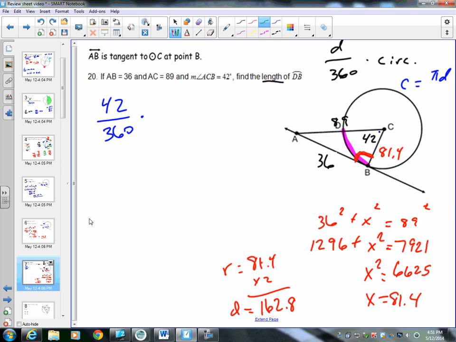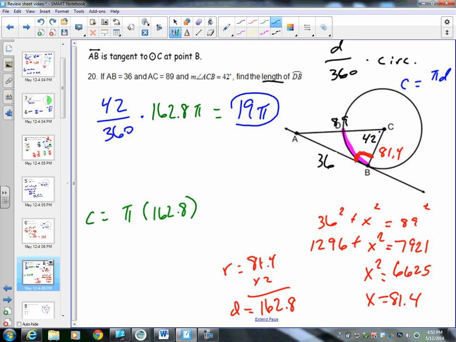So let's just plug this in to find circumference. Pi times 162.8. Well, it's 162.8 times pi. Let's go ahead and leave it in terms of pi. We get 162.8 pi. We can multiply these together by first dividing 42 divided by 360. Then you multiply it by 162.8. Let's go ahead and leave this in terms of pi. We get a crazy awesome answer. 19.0, or it's actually 18.99, but we'll leave it as rounded to tenths, so 19.0. So we get 19 pi, and this is the arc length, or the length of the arc DB.